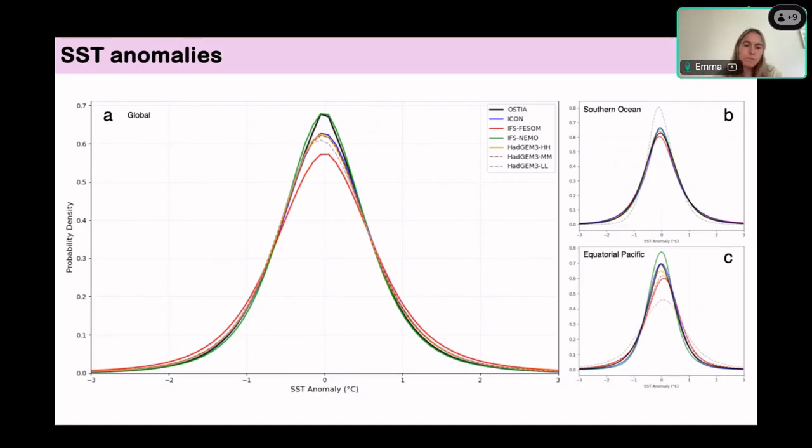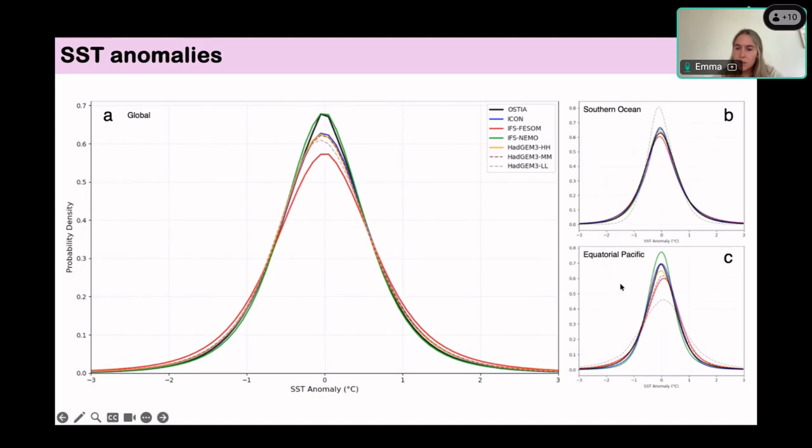So for SST anomalies, we looked at the probability distribution function of SSTAs in each region and at a global level. Globally, what we see is that all models performed quite well. We have a very close match with IFS NEMO to OSTIA, which is the black line. All the other models saw somewhat longer tails, so more extreme anomalies, but still they're matching the observations quite well.